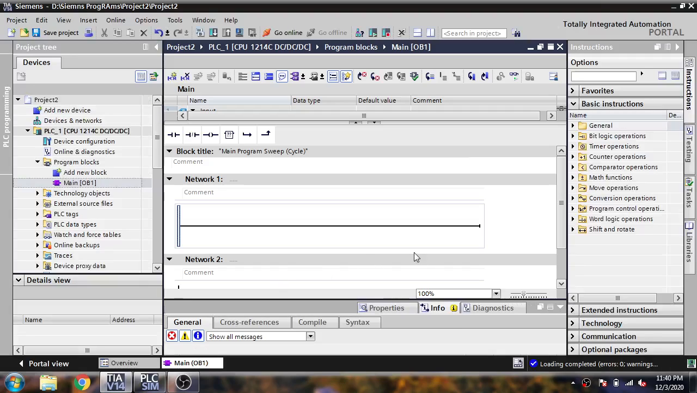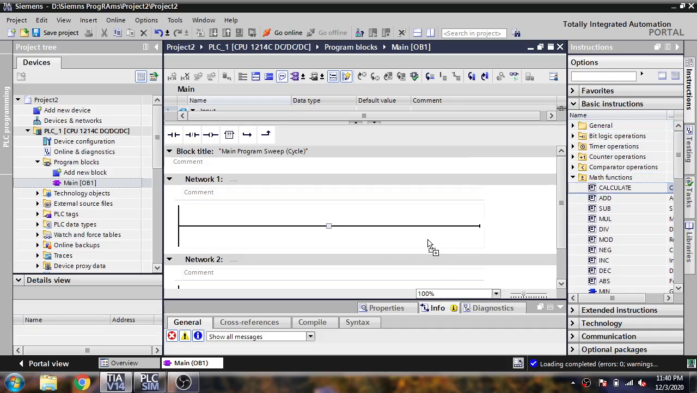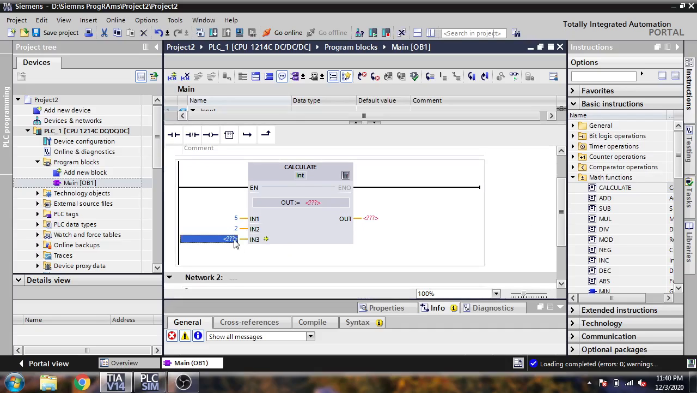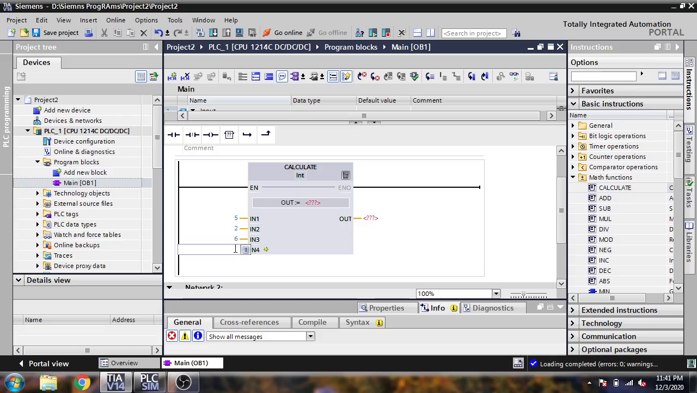First of all, we are going to open my organization block project mode. Now I am going to select math functions, and you will see I am just using my first command as Calculate. I am going to use an integer there. I am going to select the first input as 5, the second 2, add more, and enter 6, add one more as 7, and I am going to make the output MW0.